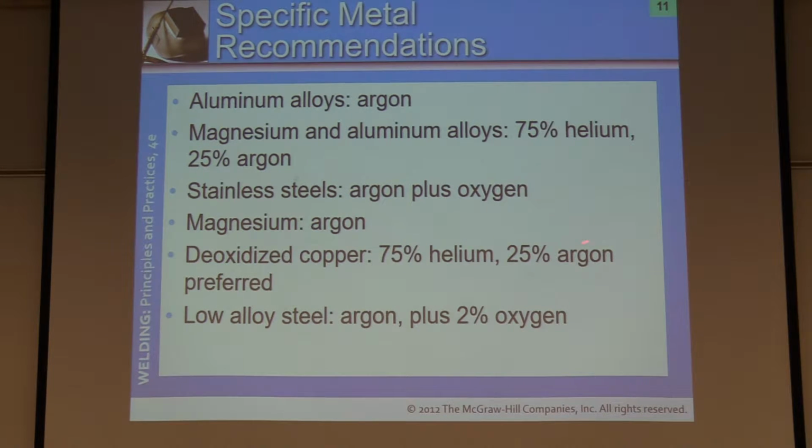Stainless steel, at least 100% argon, usually argon plus oxygen or trimix, like we talked about in the last one. Okay. Deoxidized copper, 75-25 is preferred. And then low alloy steel, argon plus 2% oxygen. This can also depend on the gas metal arc welding process, whether it be short circuit mode of transfer, globular, spray arc, or what. Okay.